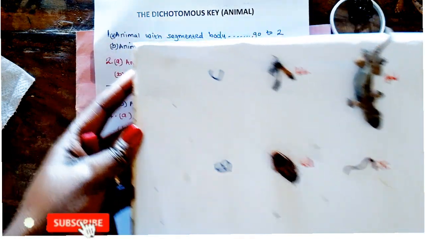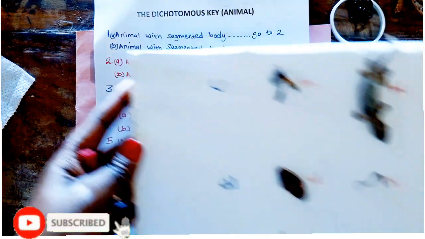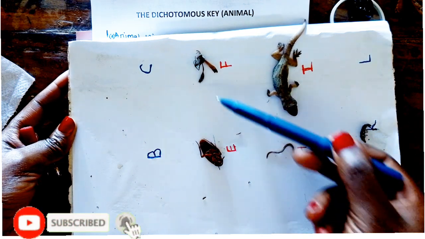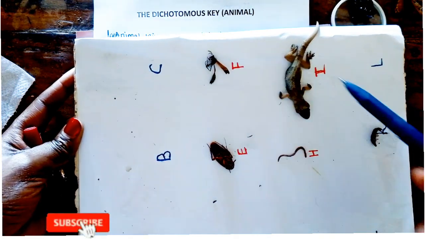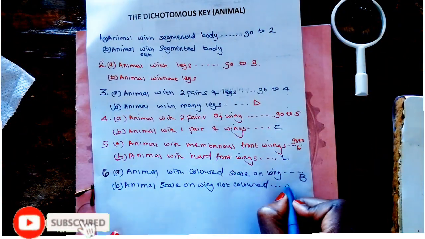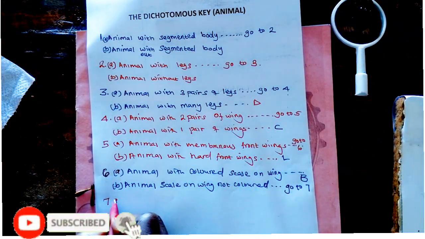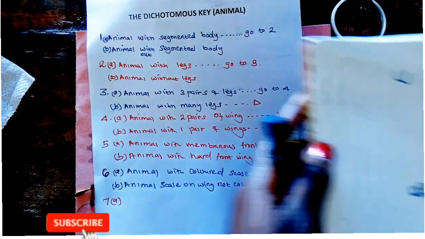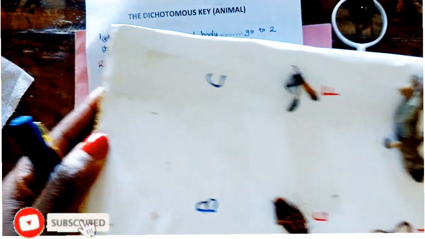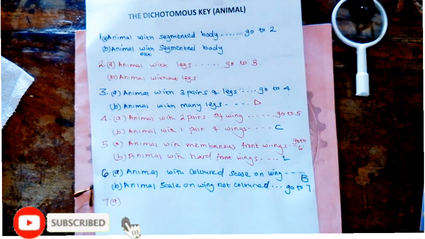So we are talking now of organisms whose scales on the wings are not colored. And we have 1, 2, 3. So what can we use? We go to 7. So this is 7, and we can see the abdomen of these 3, F, E, and G, are different. So we talk of short abdomen so that we can identify F, okay?